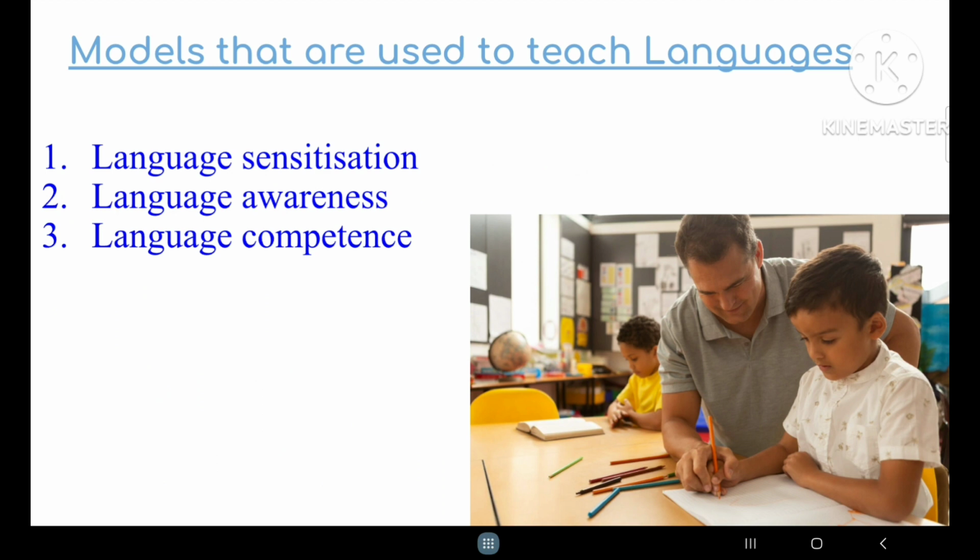Models that are used to teach languages. In this video, we will discuss three such models. They are language sensitization, language awareness, and language competence.